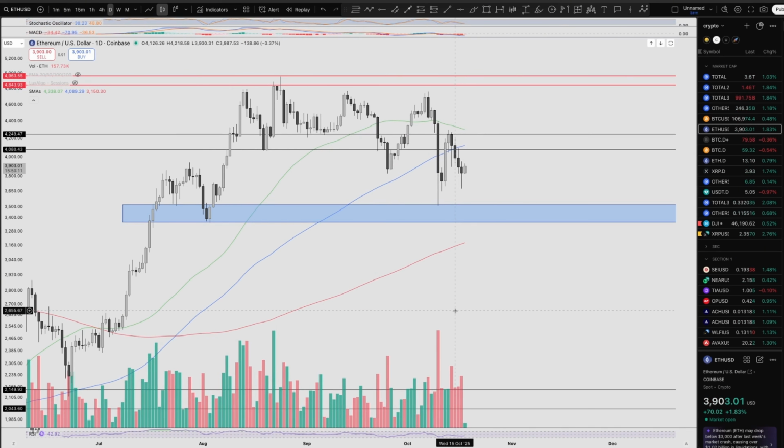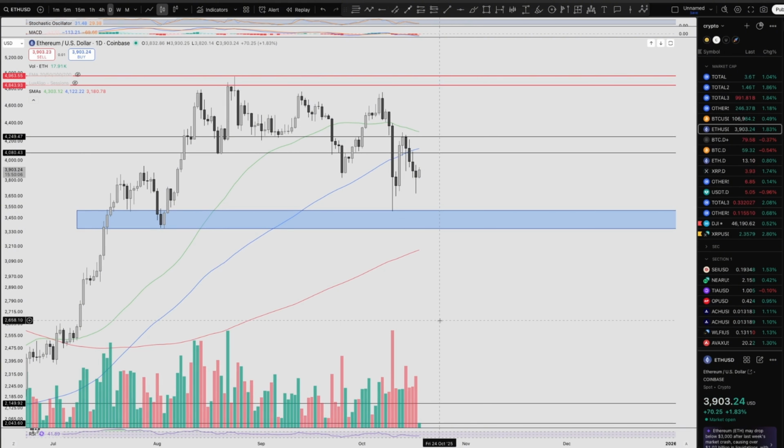Also, we see that Ethereum's volume has been very red, and today is Saturday. On Saturdays and Sundays, there's usually not much volume in crypto. We'll have to see if next week it can form a green volume candle to show whether it can recover or not.